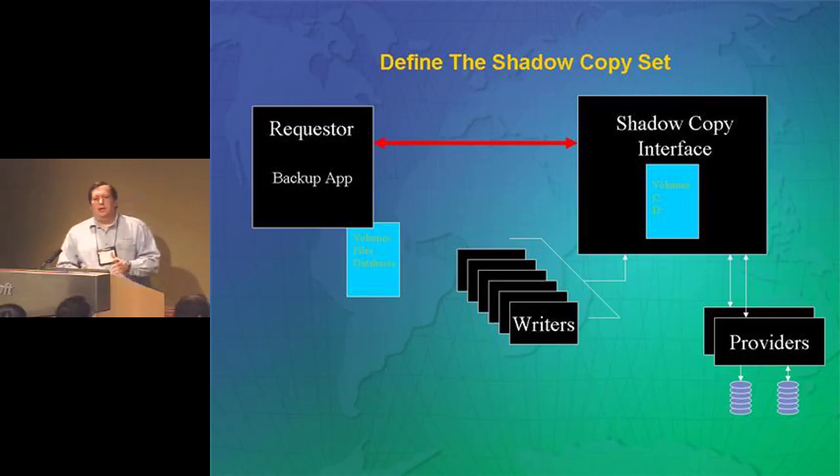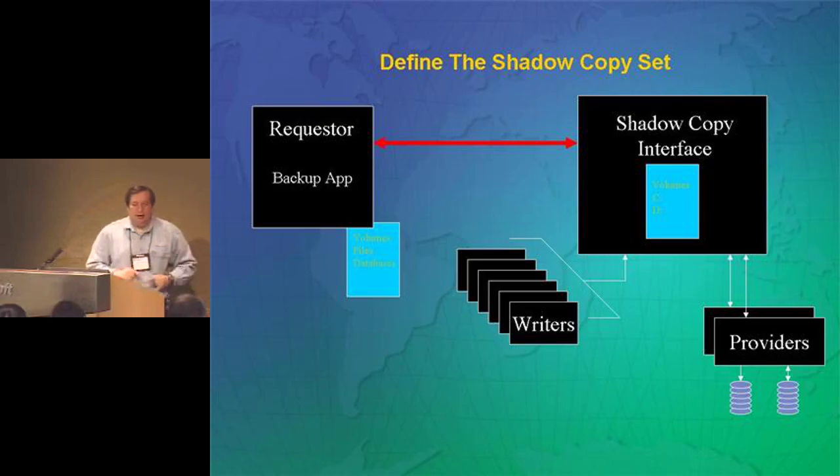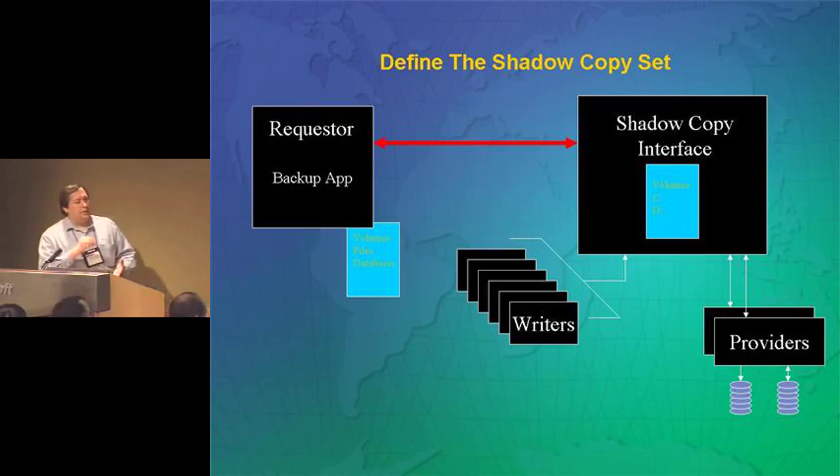Information like, where's the data located? What are the settings for the application? What are the components for the applications? Components are things that need to be backed up together, like a database and a log. They're not very useful individually. You've got to make sure you have those two together. And how do I do the backup? And how do I do a restore, should that need ever arise?